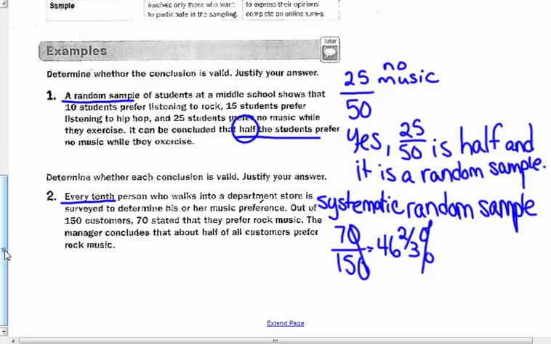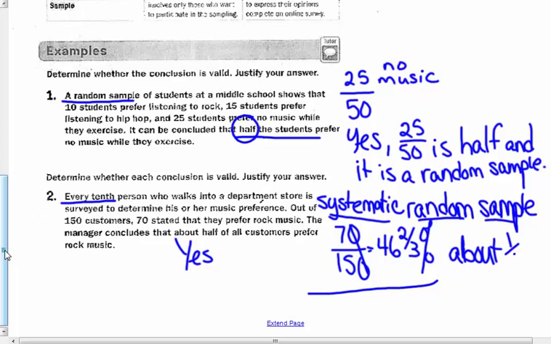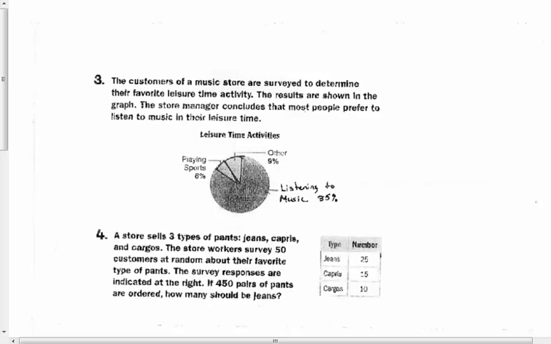Is that a valid conclusion? Yes. This is a valid conclusion, because it's a systematic random sample, and that is about a half. 50% would be half, so it says about half. Key word there, about. So that manager is making a good conclusion based on a systematic random sample.